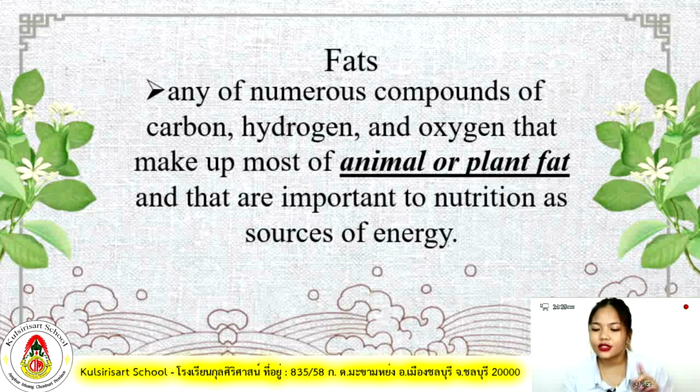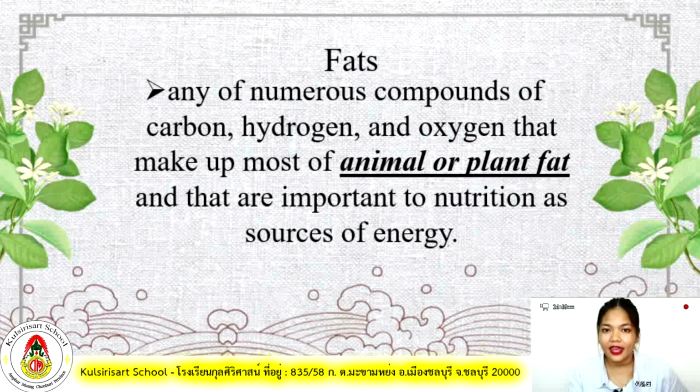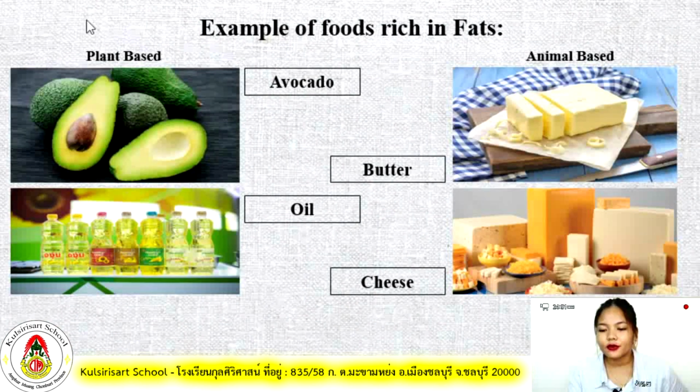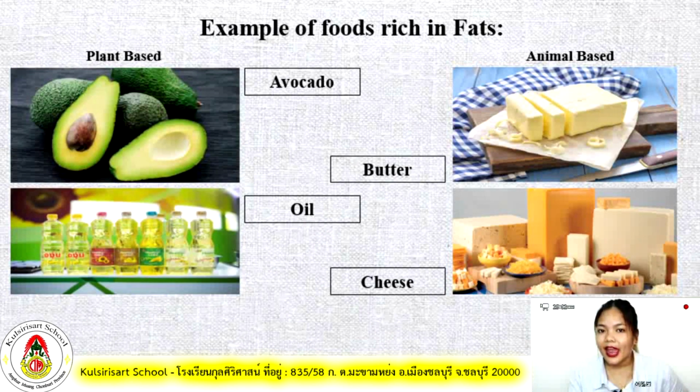Okay, but I want you to take note of these keywords right here. It says they're animal or plant fat, because we have two sources of fats, and that could be from animal and plants. So for our foods rich in fats, we have here avocado for plant-based, and oil. Any oil that is made out of plants, just like sunflower, peanut oil, or vegetable oils, these are examples of plant-based fats.